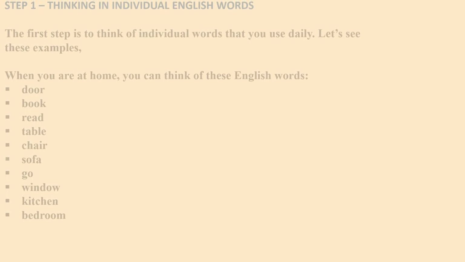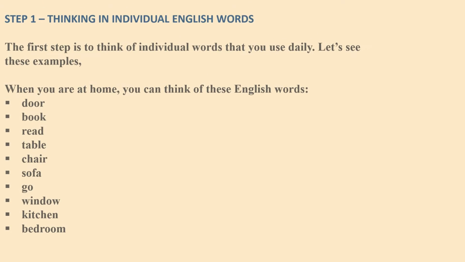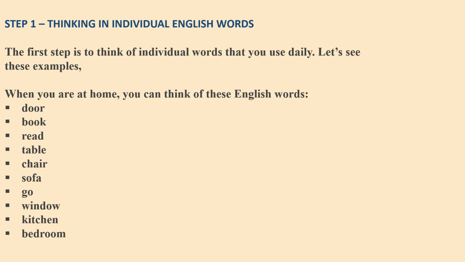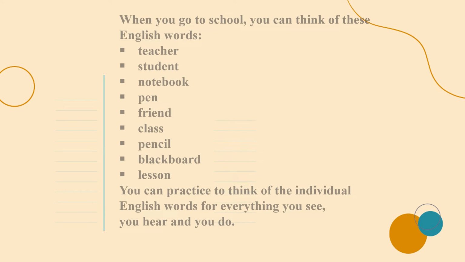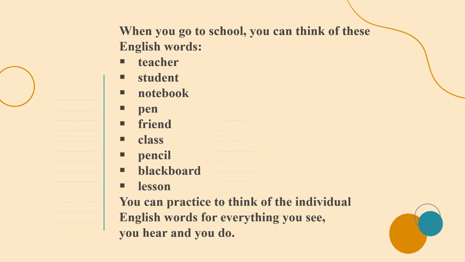Step 1. Thinking in individual English words. The first step is to think of individual words that you use daily. Let's see these examples. When you are at home, you can think of these English words: door, book, read, table, chair, sofa, go, window, kitchen, bedroom. When you go to school, you can think of these English words: teacher, student, notebook, pen, friend, class, pencil, blackboard, lesson. You can practice to think of the individual English words for everything you see, you hear and you do.